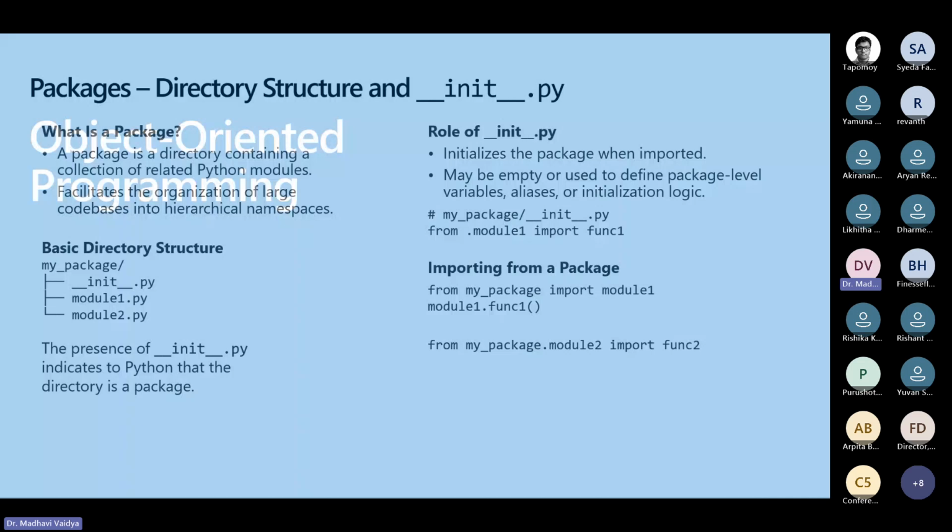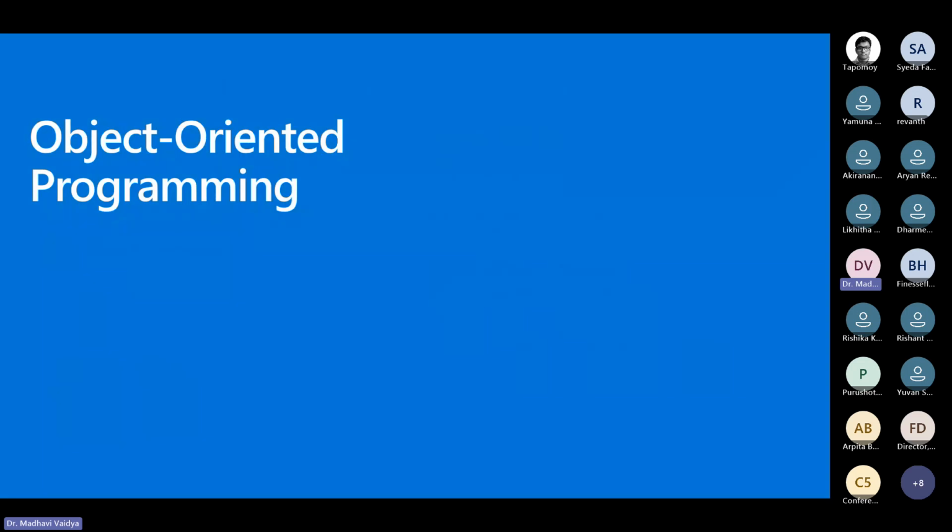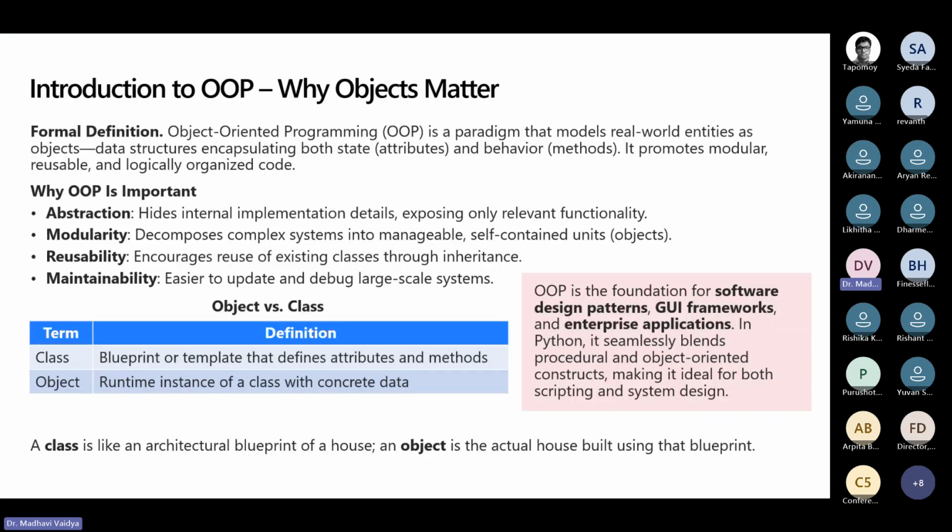Now we are coming to object oriented programming. So object oriented programming talks about these 4 features that are very important. I told you in the beginning, we have used up till now structured programming.